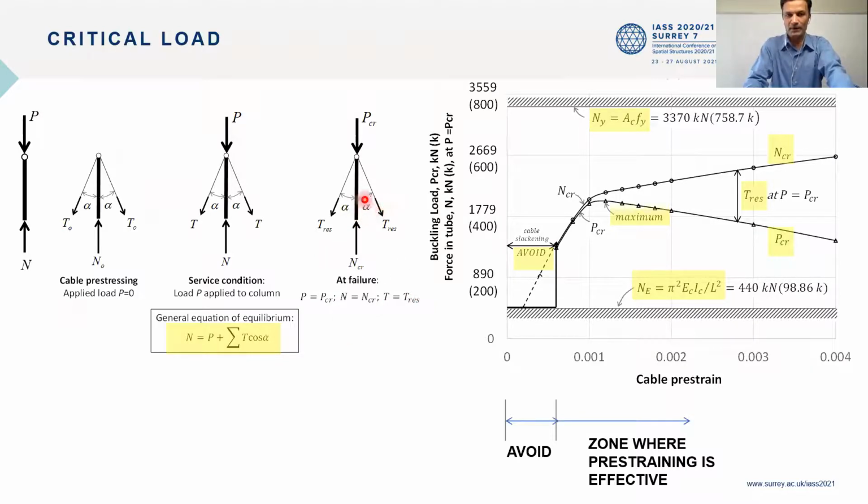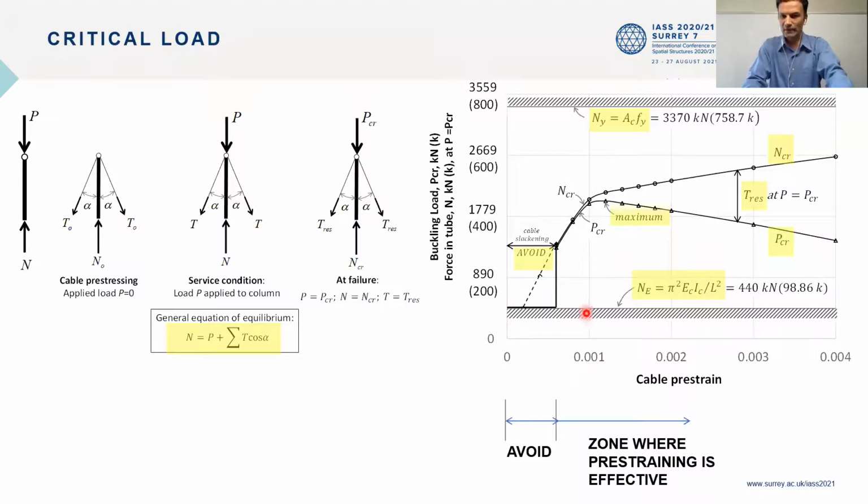But the important part here is to understand that P critical is not as important as N critical, which is the force in the tube. And that equals the value of P critical plus the residual tension components along the direction of P critical. This chart is important to know the various limit states and quantities that help us understand the enhancement in stiffness that is provided by using cable stays.